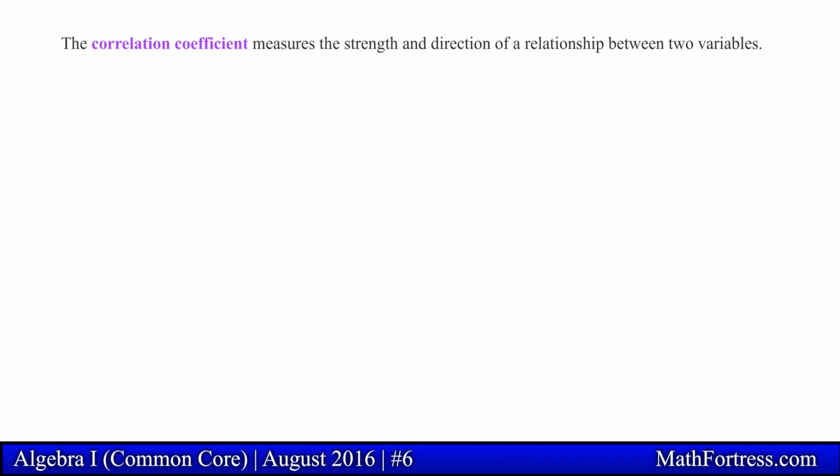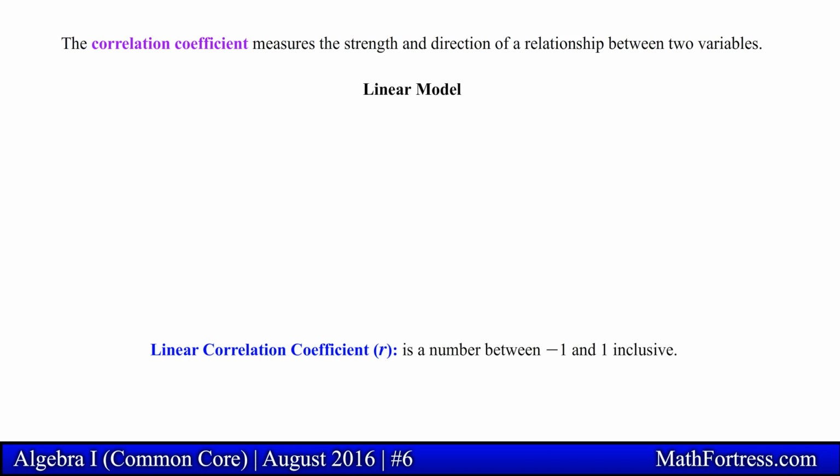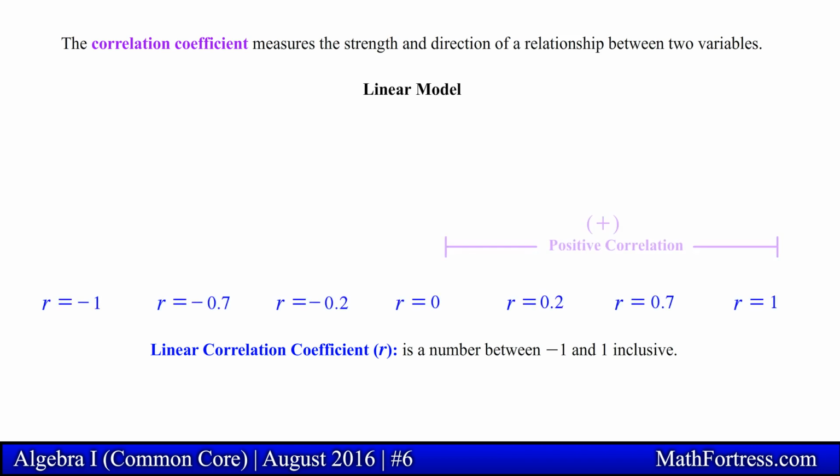Recall that the correlation coefficient measures the strength and direction of a relationship between two variables. In the case of a linear model, the linear correlation coefficient R is a number between -1 and 1 inclusive. The positive and negative signs are used for positive linear correlations and negative linear correlations, respectively.